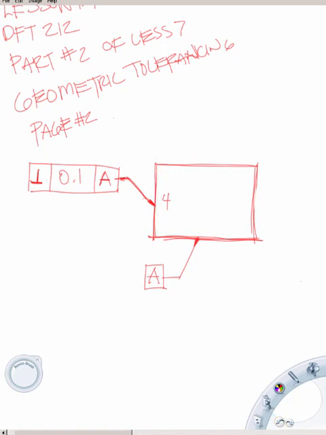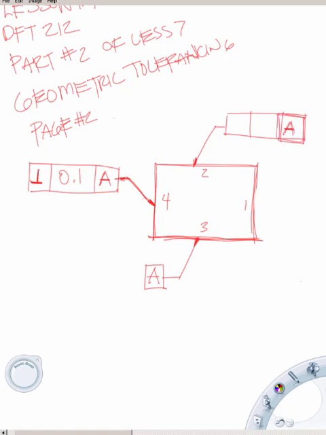Now, let's try another one. Remember, this is surface 1, 2, 3. We'll switch it up a little bit. And now, let's add a parallel. Let's say, okay, I want surface 2 to be parallel with surface A within a tolerance. Well, here's a quick way to do it. Think about what I'm going to put in here. What am I going to put in this last box right here? What's going to be in this? Well, that's correct, A.